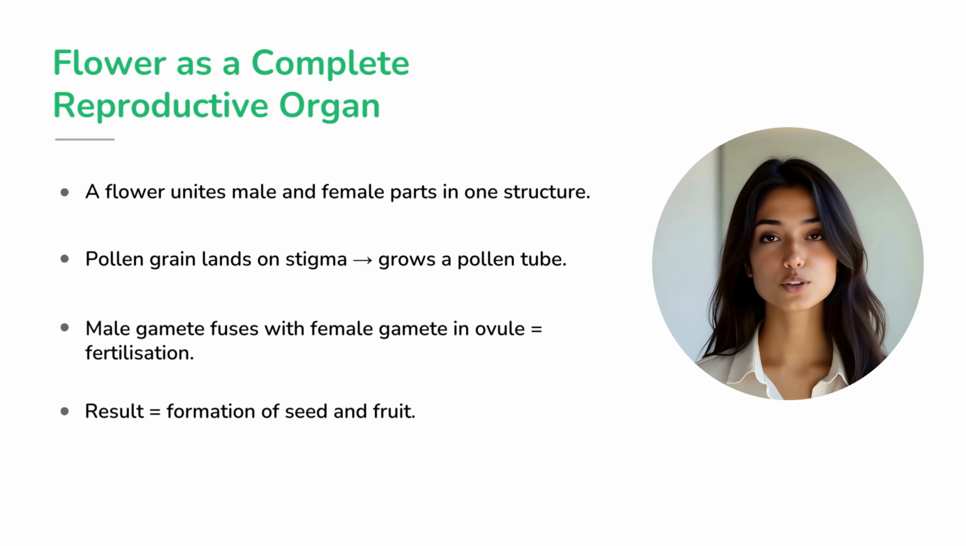The male gametes from the pollen grain travel through the pollen tube to fuse with the female gamete in the ovule. This is fertilization, leading to seed formation, ensuring the plant's next generation.